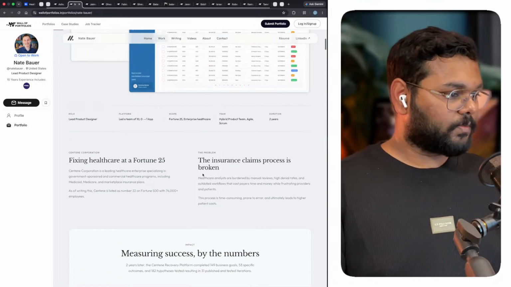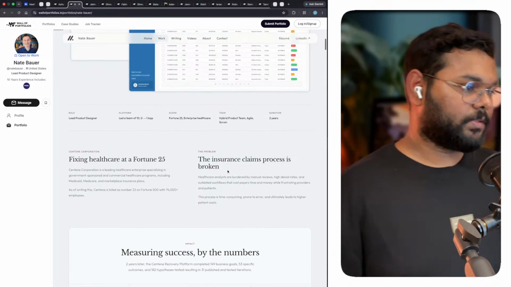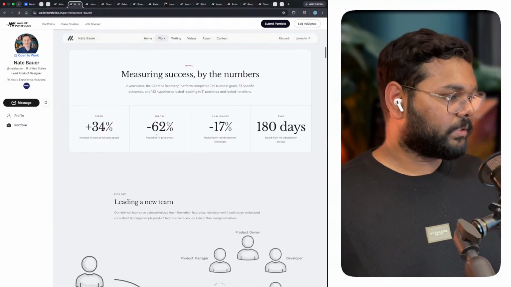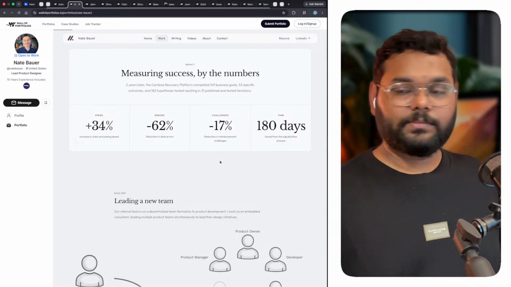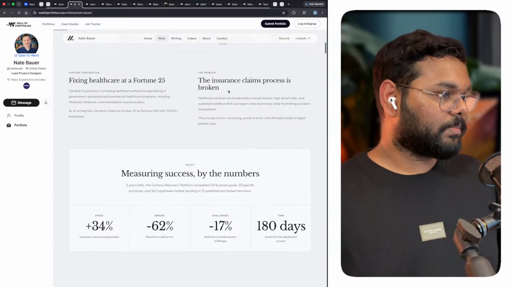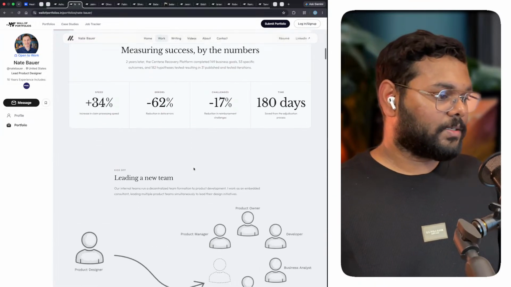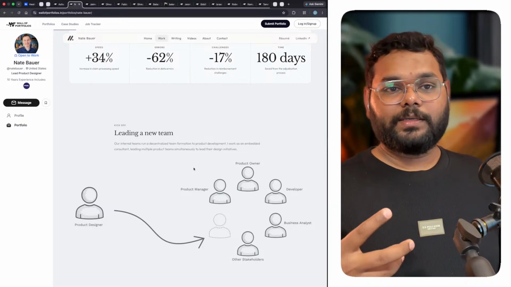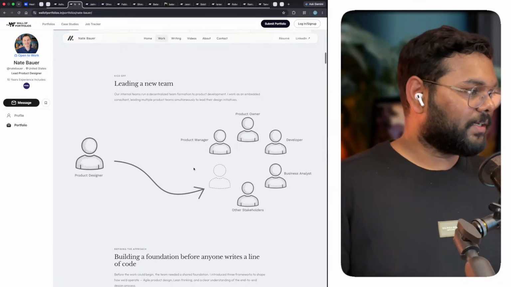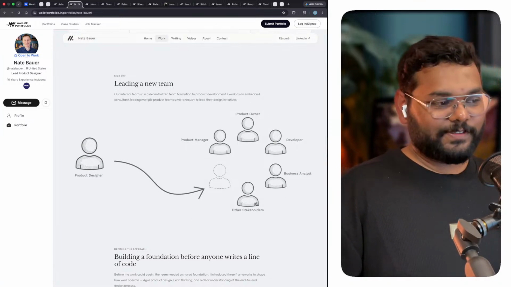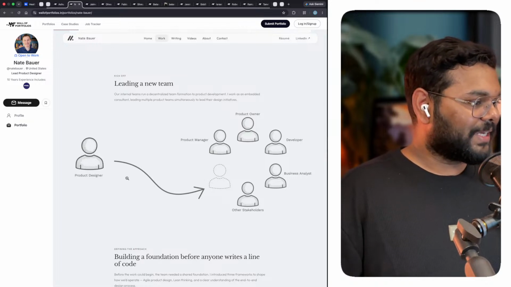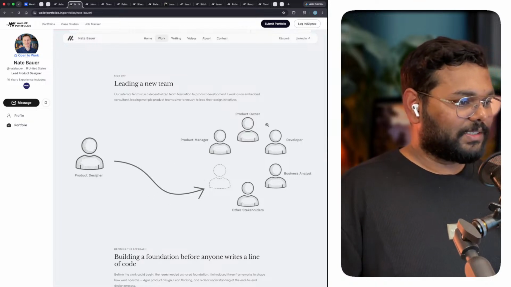And the problem was the insurance claim process was broken. Measuring success by numbers, great. I mean, look at the impact on the page. So this is the problem, this is the impact. Now whoever is reading it will get hooked. So it's really good. Oh, a new thing which I just saw. It's really good how the person has shown himself, right?